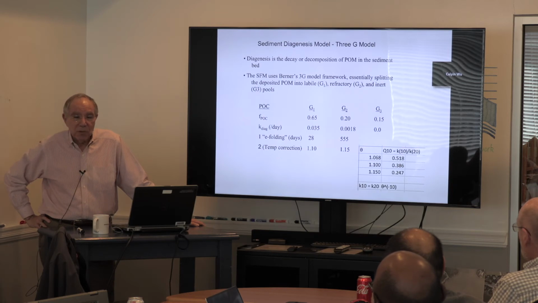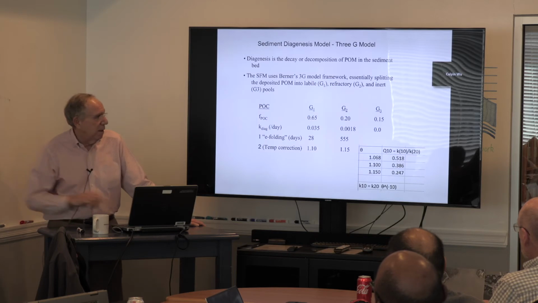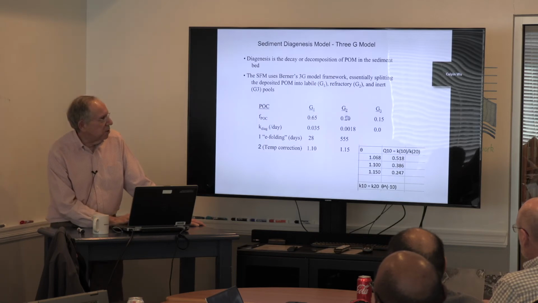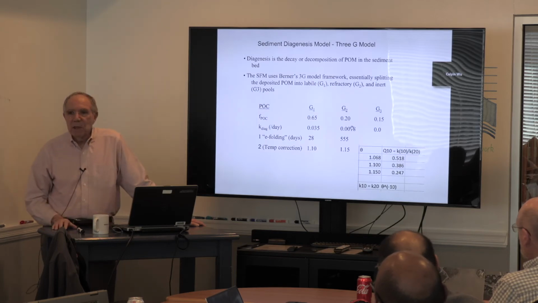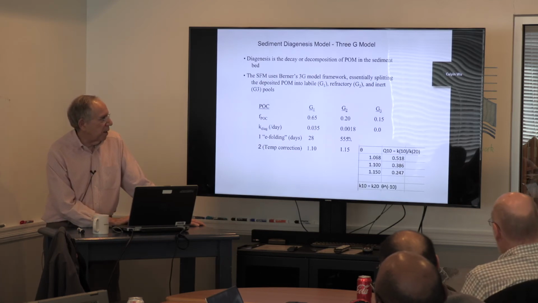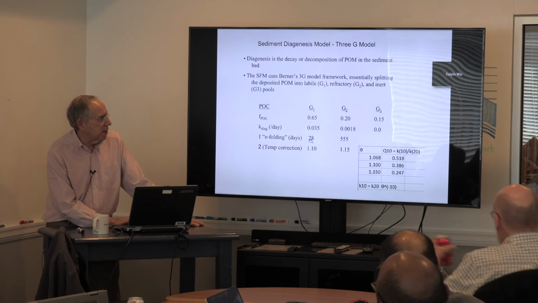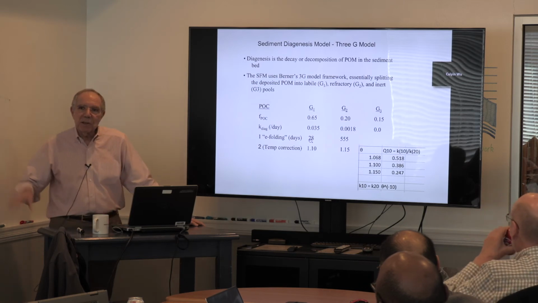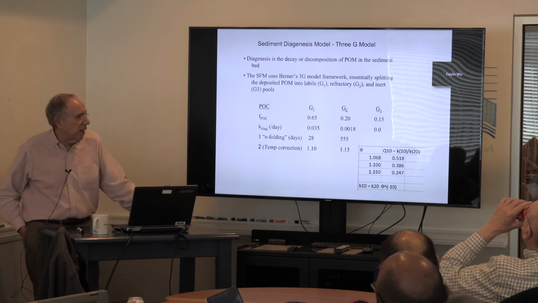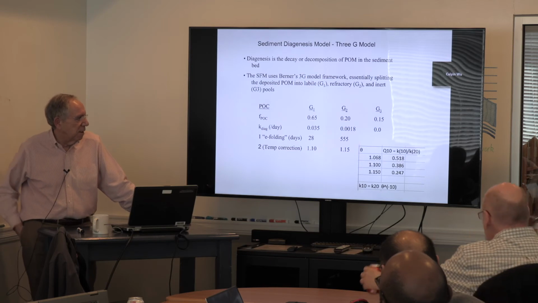Okay, so when you see a first-order reaction rate, divide by 100, and that tells you the percent per day. So you can see that G2 is like 0.1% per day, so it's reacting very slowly. Another way to think of it is you just take the reciprocal of that, and that's the time it takes to get to 37% of the original, so 28 days and 55 days.